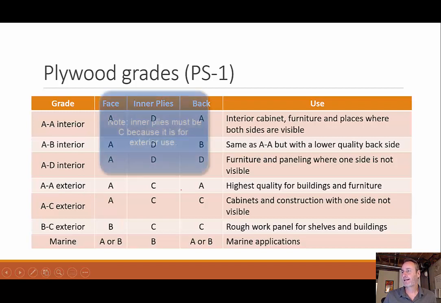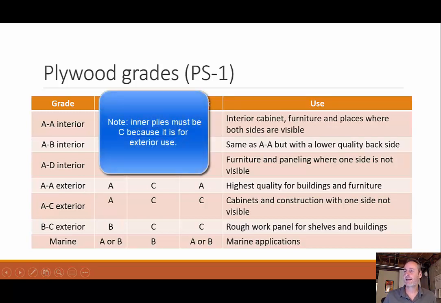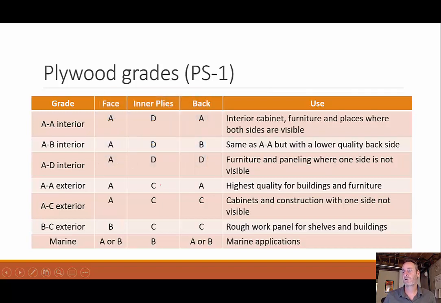And if we have an ACA, now this is just like the ADA, but if you look at our interior plies, they are now a higher quality. So what that means is now we have a greater strength as well as a better appearance on both sides. AC, same idea, but we have C for one side that is not visible. BCC, then you're getting really rough here. So we're talking about B quality on one side and even a lower quality on C. Interior plies will be C.